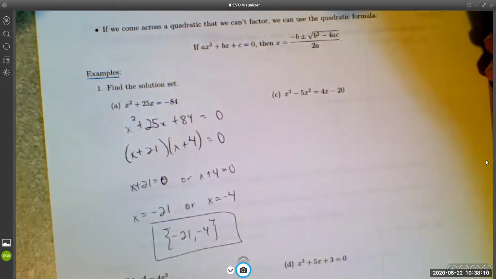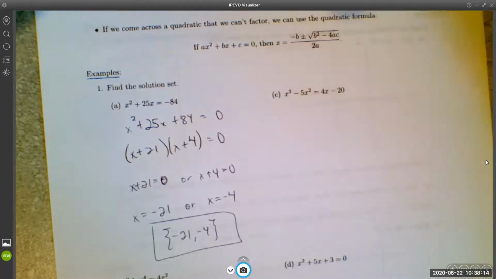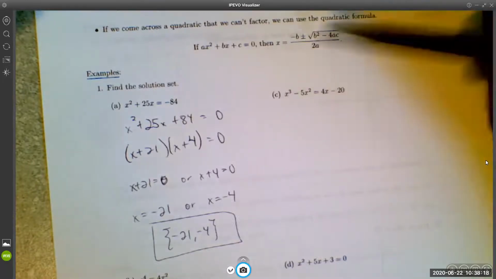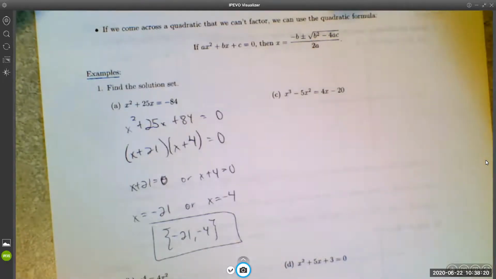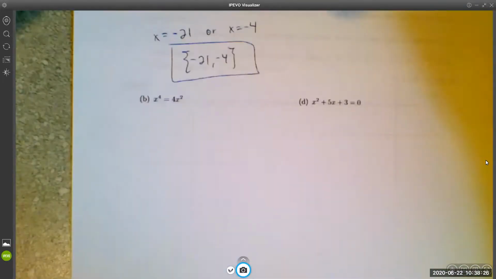Okay? So that's how these things work. And that's always our strategy. Move everything over and then factor. If you can't factor, use the quadratic formula, provided that the equation you're working with is quadratic. So I'm going to let you pause the video and see if you can work out part B on your own.